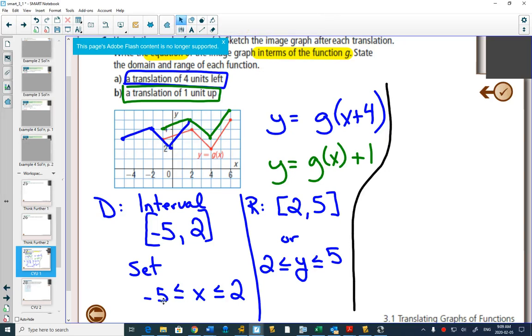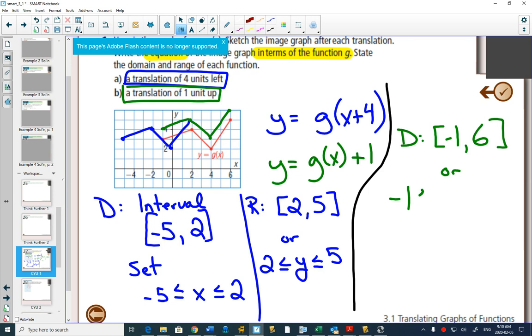For our second function, our green function, domain and range, our smallest x value in our green function is negative 1. Our largest x value is 6. In set notation, negative 1 less than or equal to x less than or equal to 6. And for the range of our green function, the smallest y value is a positive 3. And the largest y value is a positive 6.